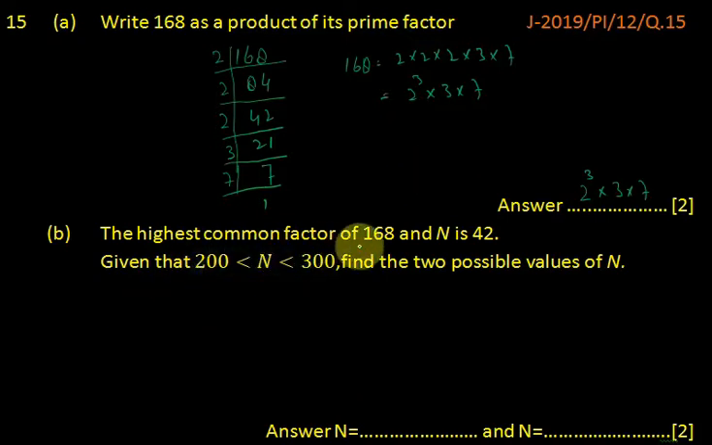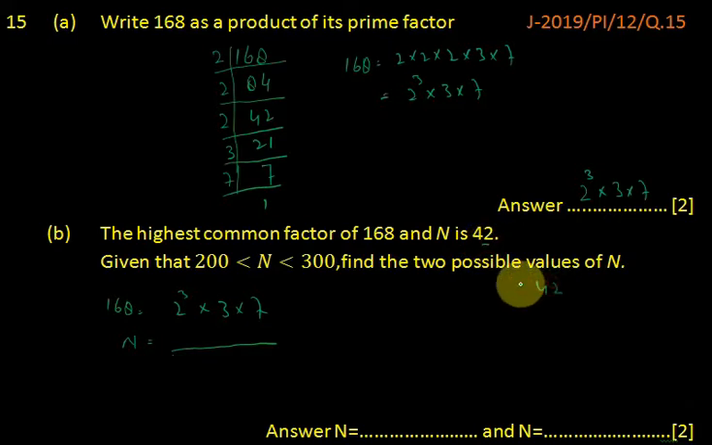The highest common factor of 168 and n is 42. Given that n is more than 200 and less than 300, find the two possible values of n. So 168 can be written as 2 to the power 3 multiplied by 3 multiplied by 7, and the other number is n, which we have to find, so that the highest common factor is 42.